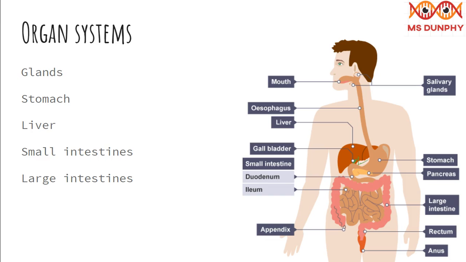Glands, like the pancreas and the salivary glands, produce digestive juices. The stomach is where food is digested. The liver produces bile. The small intestines, where food is digested and soluble food molecules are absorbed. The large intestines, where water is absorbed from undigested food, leaving feces.